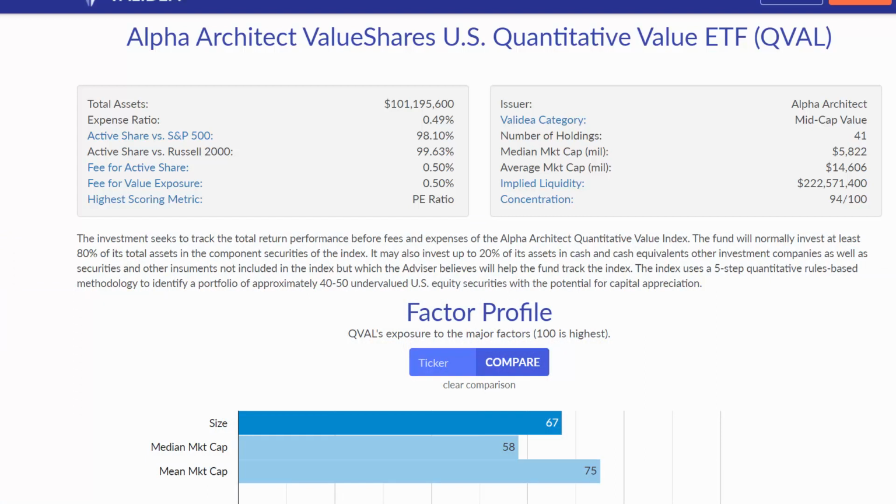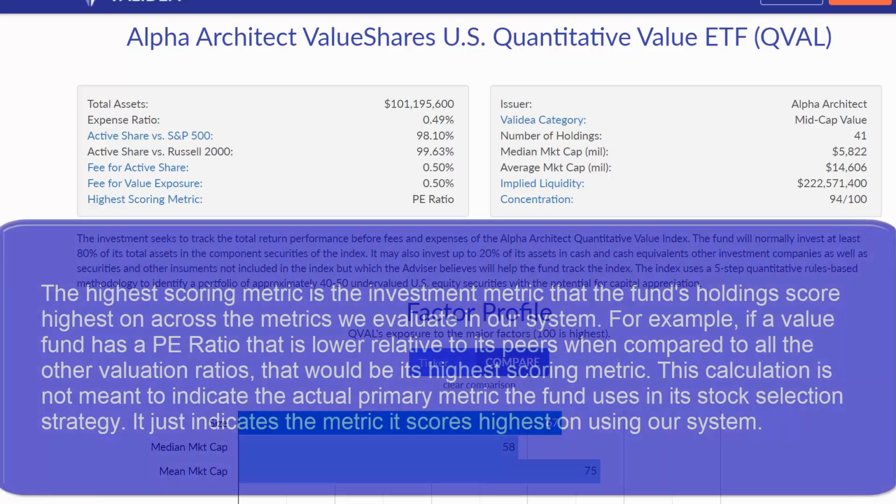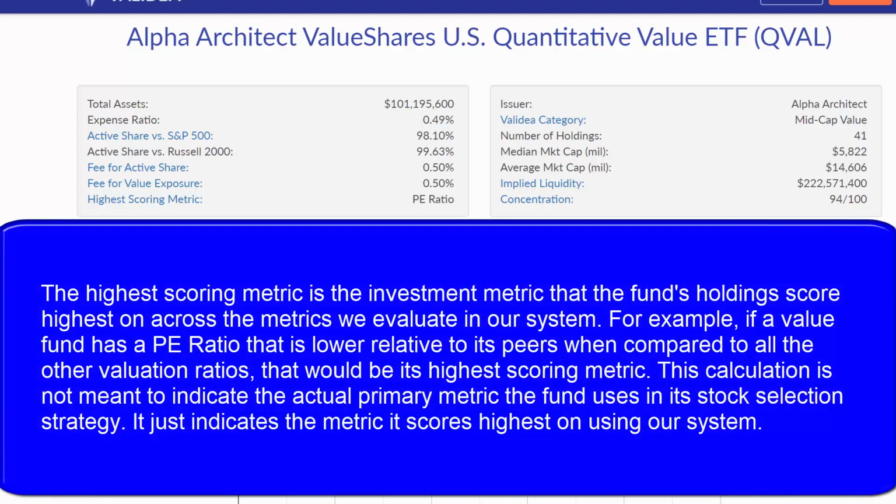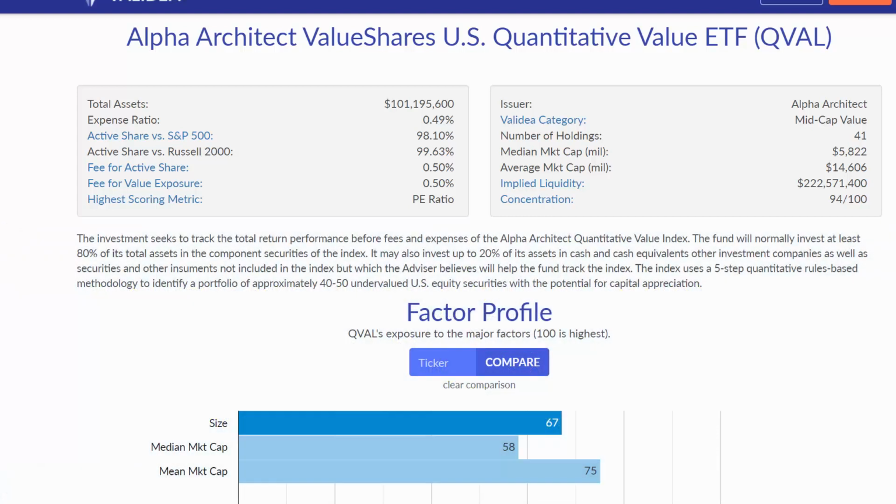So what we tried to do here is we looked at every metric we analyzed, and we'll get into those in the factor report below. We looked at every valuation, quality, momentum, low volatility, every individual metric we analyzed for each ETF, and we tell you which one it scores the highest on. In this case, this is a value ETF, so it might make sense that it scores very highly on the PE ratio. When we rank this ETF against all other ETFs, it ranks the highest using the PE ratio than it does using any other metric we have in our system.